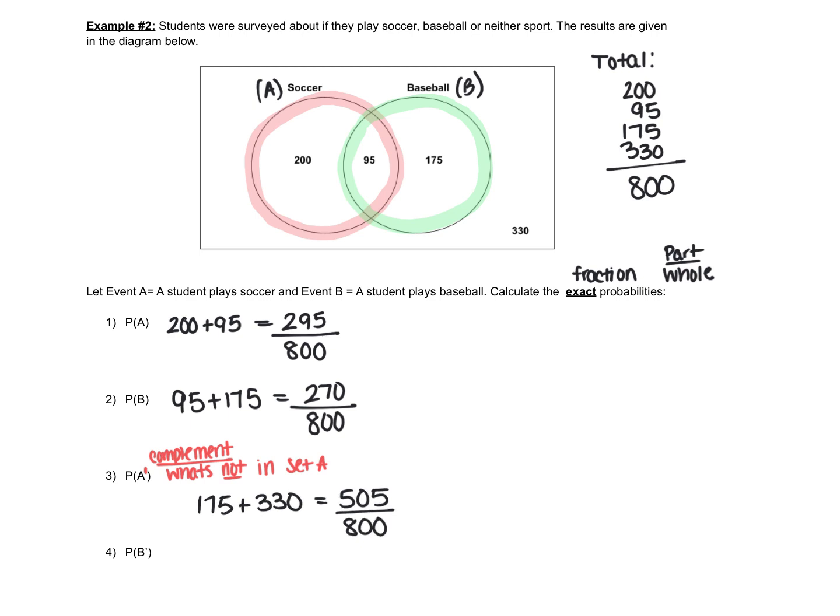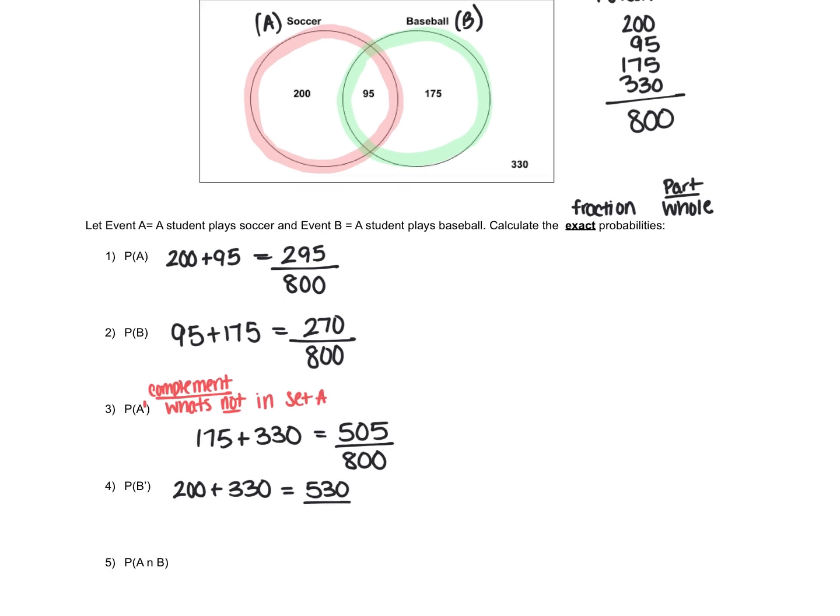So the next one, what is the probability of B complement? That just means what is the probability that a student does not play baseball? So we can't use this or this because that's inside the baseball circle. So 200 plus 330 is going to give me 530. And we need to divide that by 800.